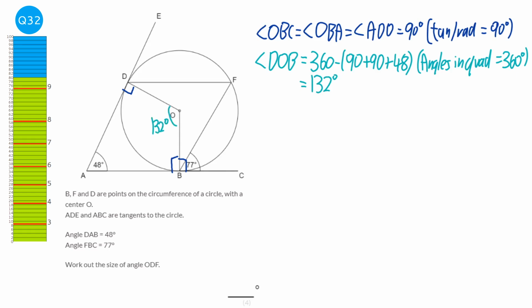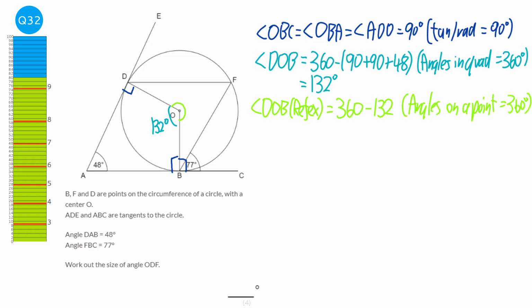But we also have this angle here, which is also angle DOB, but I'm going to call this kind of the reflex one. And to work this one out, we just do 360 take away 132. And the reason for that is angles on a point equal 360 degrees. And so we're going to do 360 take away 132, which is 228.